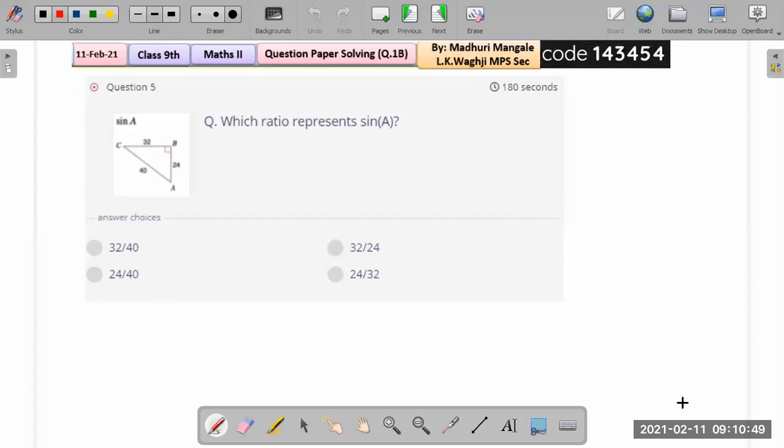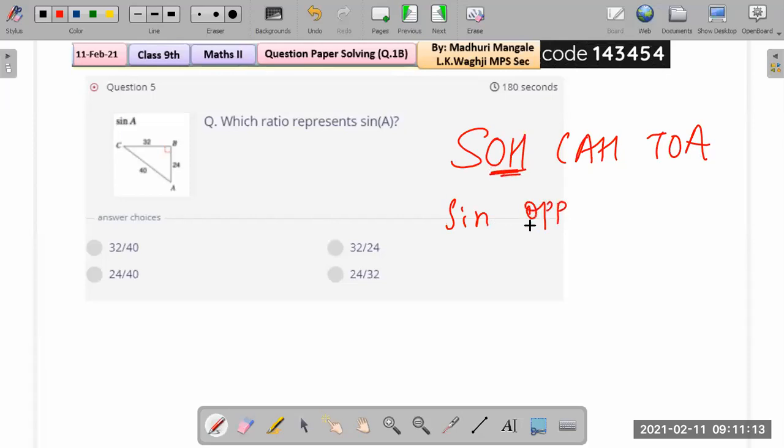Few questions on trigonometry now. Which ratio represents sine A? Now for this, you remember the rhyme, it's so ka to a, right? So OH, that is S stands for sine, and O stands for opposite side, over H stands for hypotenuse.